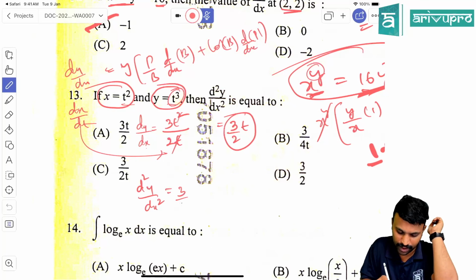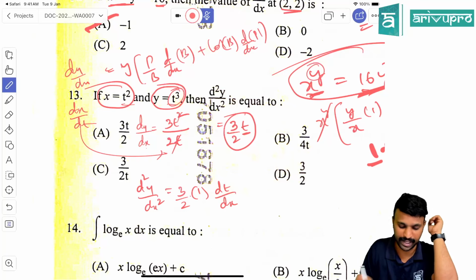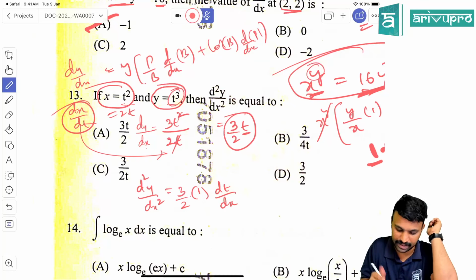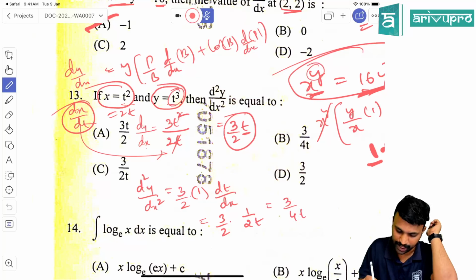3 by 2 is a constant. Derivative of t is what, guys? 1. And since you are differentiating t with respect to x, you have to write dt by dx. Dx by dt is nothing but 2t. So dt by dx is nothing but 1 by 2t. Have you understood? So what will happen? It becomes 3 by 4 into t.